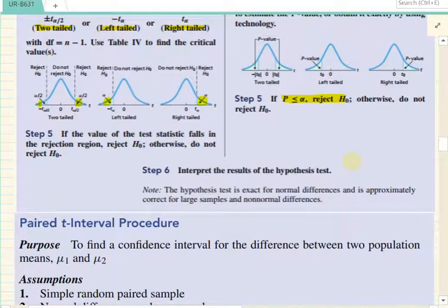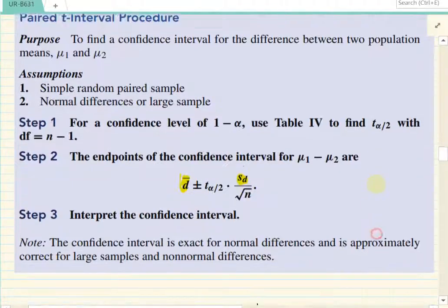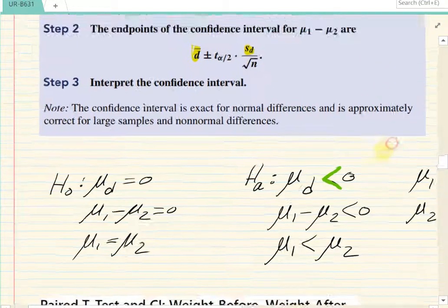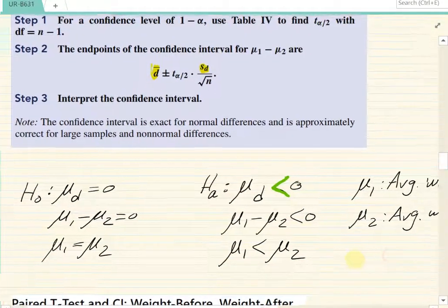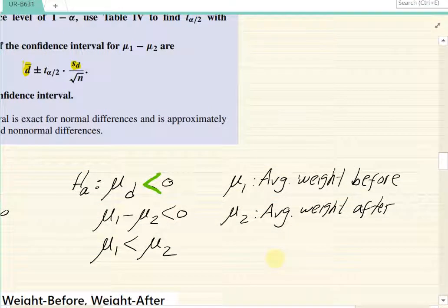Now, the paired t confidence interval procedure has the same assumptions. And this is again the formula that you see for the confidence interval. And that's it. So going back to our anorexic young women, I'm going to let mu1 be the average weight before, mu2 the average weight after.